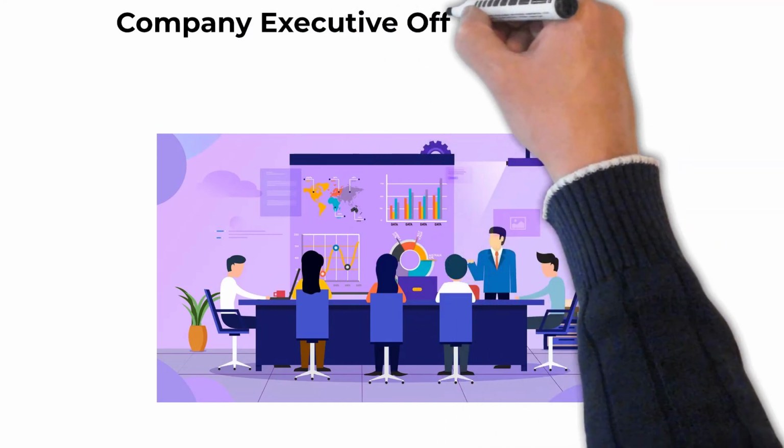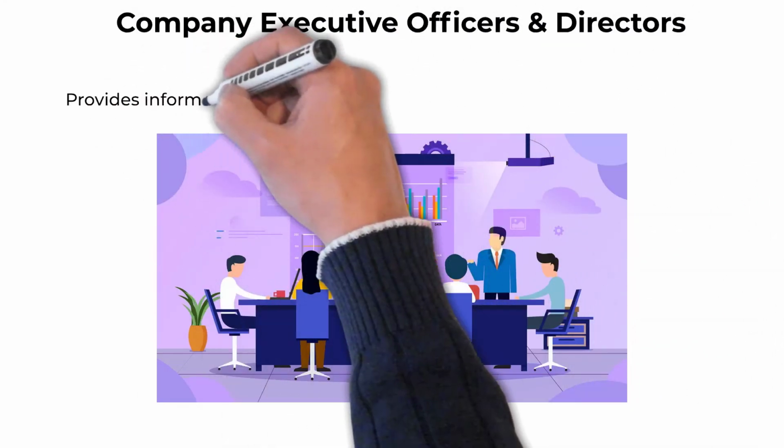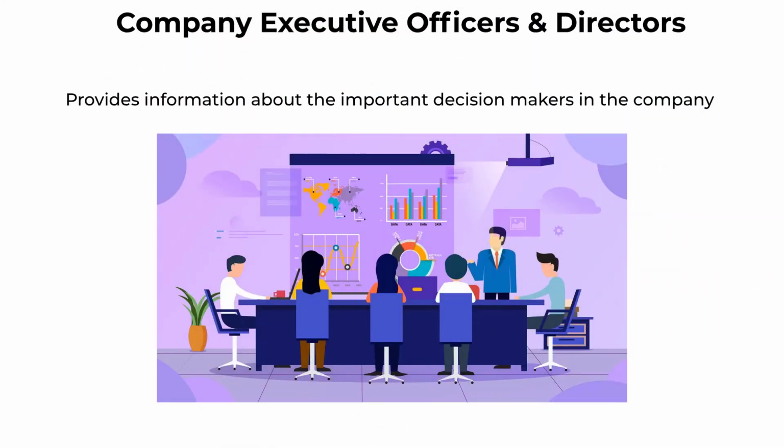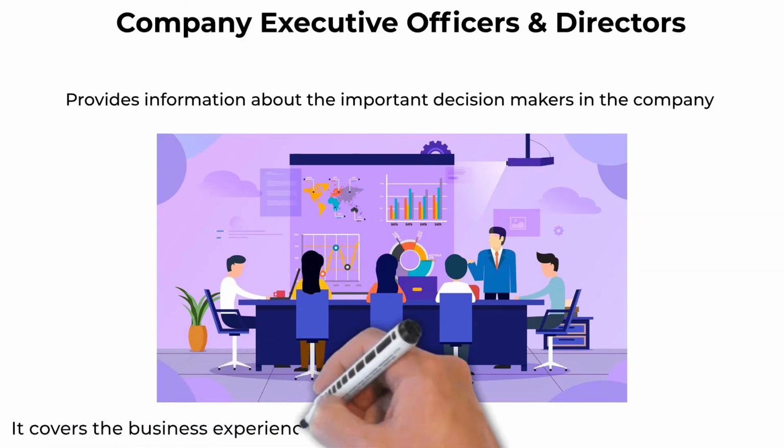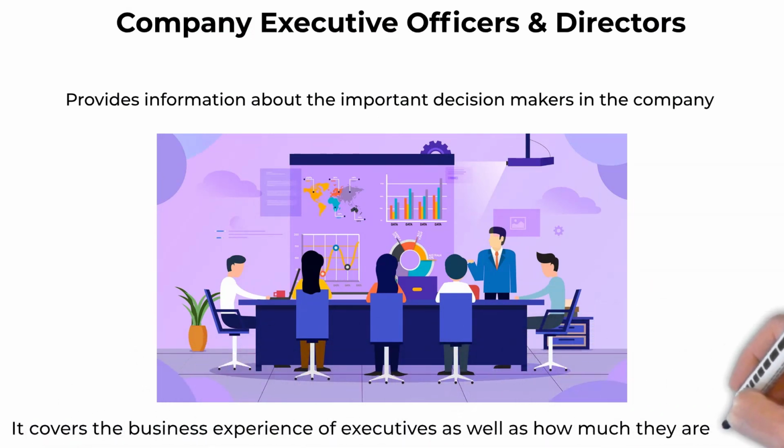The company executives and directors section of an annual report provides information about the most important decision makers in the company. It covers the business experience of executives and directors and how much they are paid.